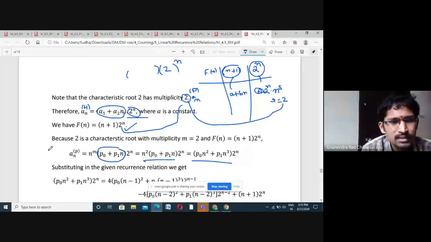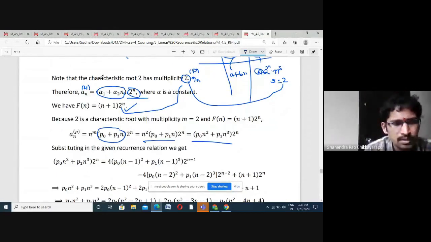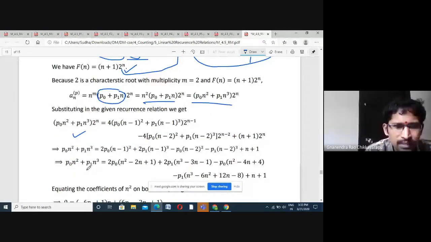Anp is a particular solution, means in the given non-homogeneous equation, you just replace wherever you find an. So for an minus 1, n should be replaced by n minus 1. For an minus 2, n should be replaced by n minus 2. So after getting an minus 1, an minus 2, you replace them in the given non-homogeneous equation. And you will get left side a polynomial, right side a polynomial.